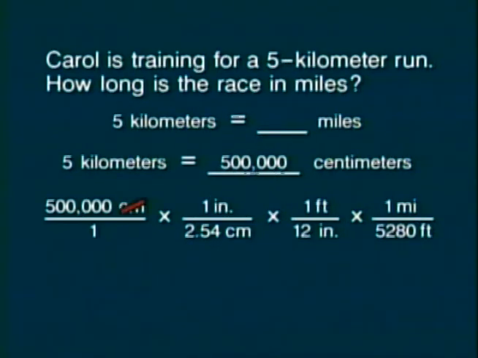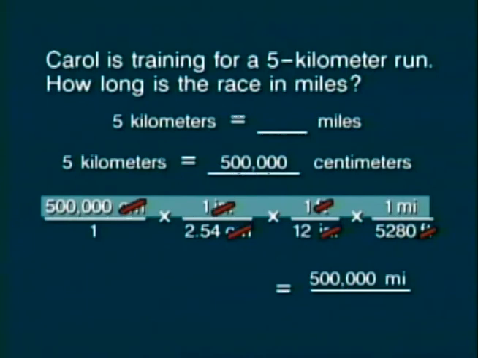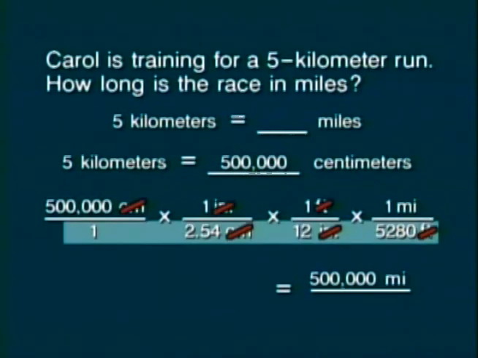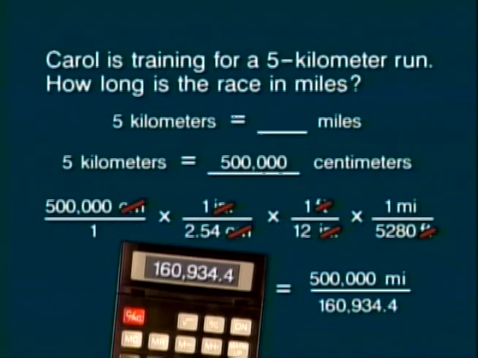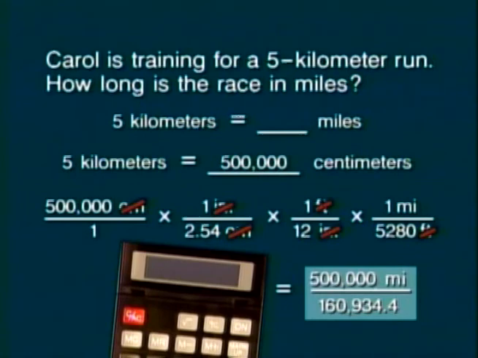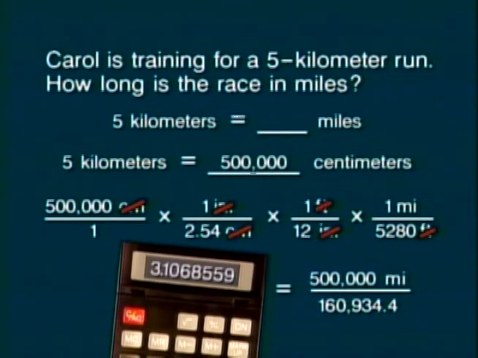We can cancel centimeters, inches, and feet. Next, multiply. In the numerator, we have 500,000 miles. In the denominator, we have 2.54 times 12 times 5,280. The denominator is 160,934.4. This is a division problem. We'll divide the numerator by the denominator. We'll round the answer to the nearest mile. The 5-kilometer run is about 3 miles long.